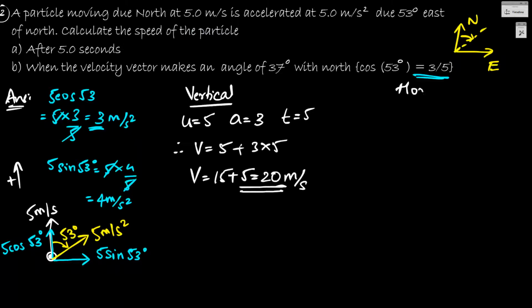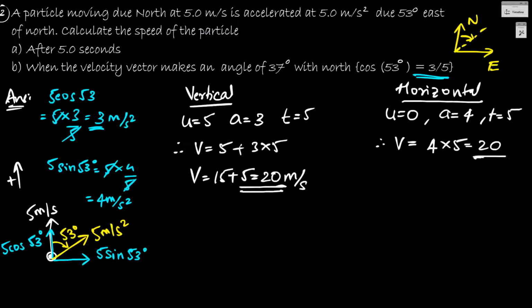Now let's calculate in the horizontal. Notice in the horizontal there is no initial velocity, just like what we did in the previous problem. The entire 5 meters per second is only directed along the north, along the vertical. There is absolutely no component along the horizontal. But notice that the acceleration now is not 5. The acceleration is only 5 sin 53, which is just 4. Time taken is 5 seconds because the time taken is the same, and so we can now calculate what the final velocity in the horizontal is going to be. It's u plus at.